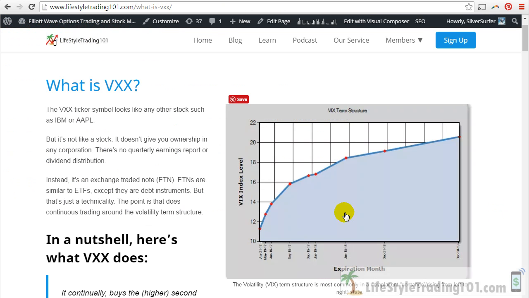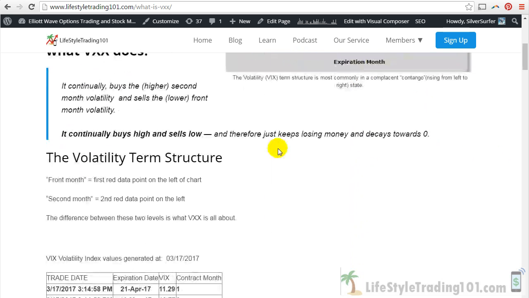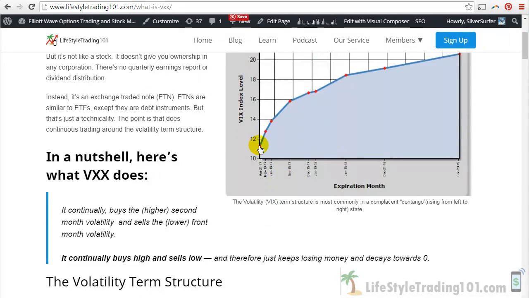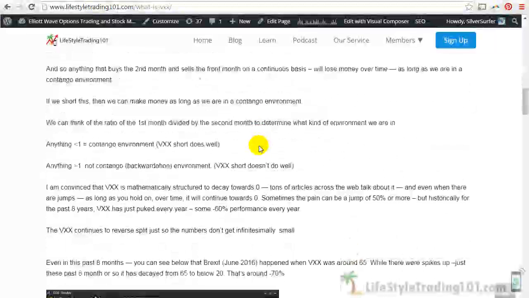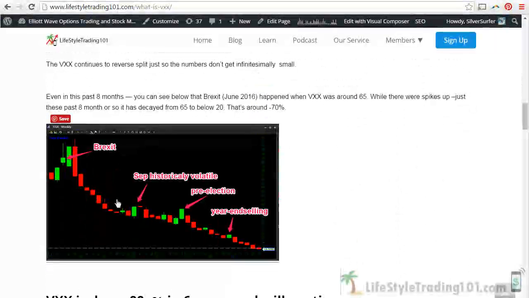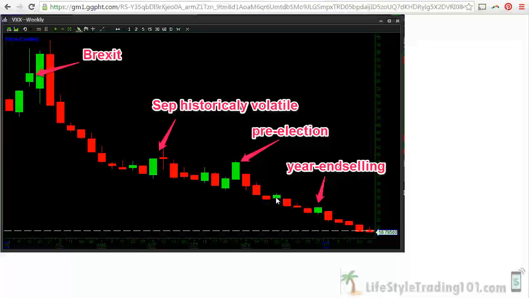And the reason is because the VXX is just structured mathematically to move towards zero as long as this term structure exists. And because this term structure has existed for a long period of time, the VXX is continually buying high and selling low. And every time it does this, the performance just goes down and down and down. As an example, when there's fear in the market, so we take this as an example.